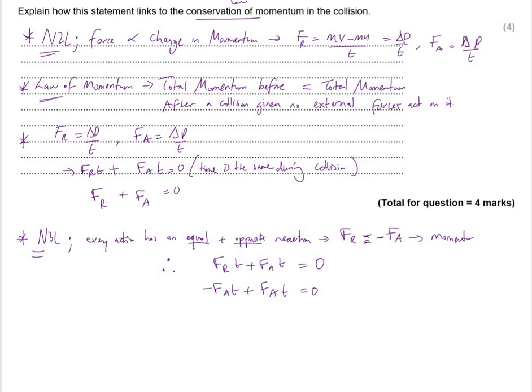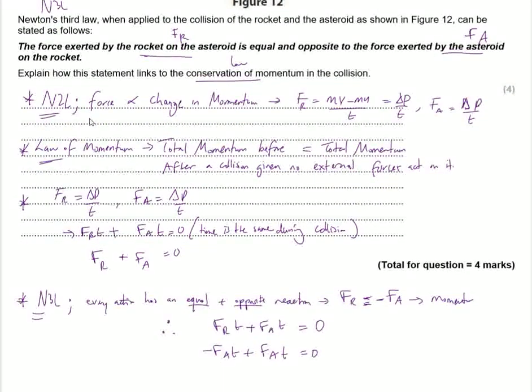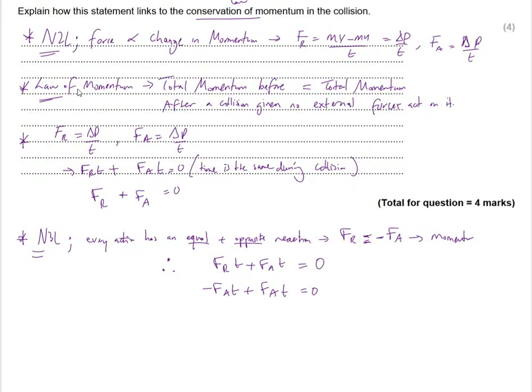Okay, so what we've done here, just a quick summary. We started with Newton's second law. So we state that for F_r, which is for the rocket, this is change in momentum over t, and for the asteroid, it's change in momentum over t as well. So this is the equation we start with. The force is directly proportional to change in momentum, and then we talk about the law of conservation of momentum. The law says the total momentum before must be equal to the total momentum after.